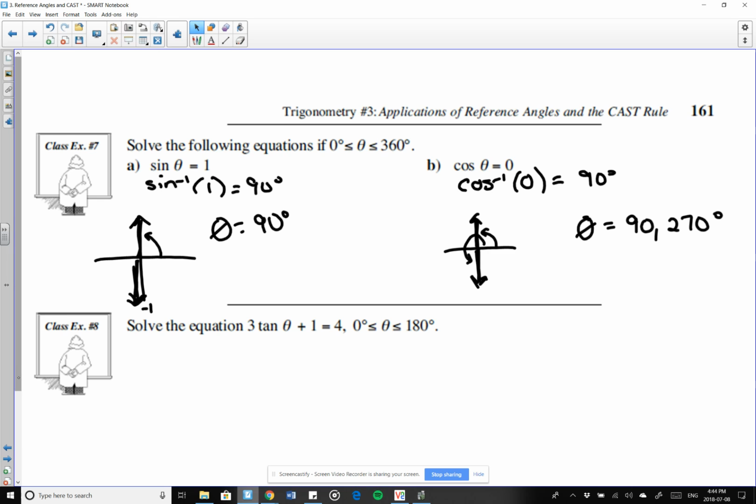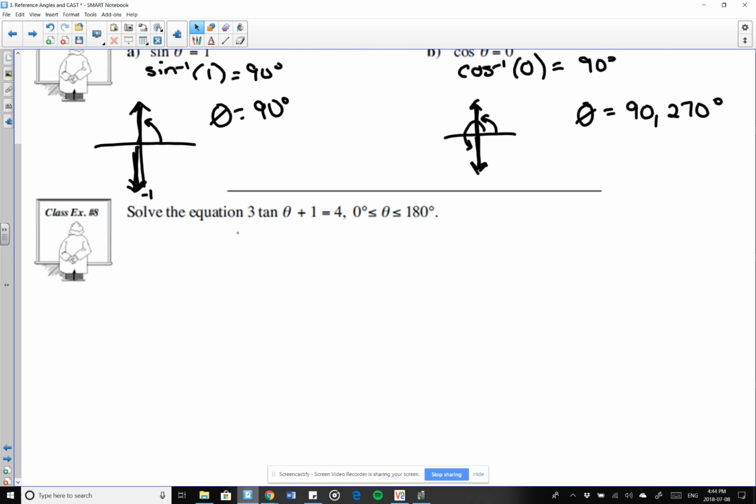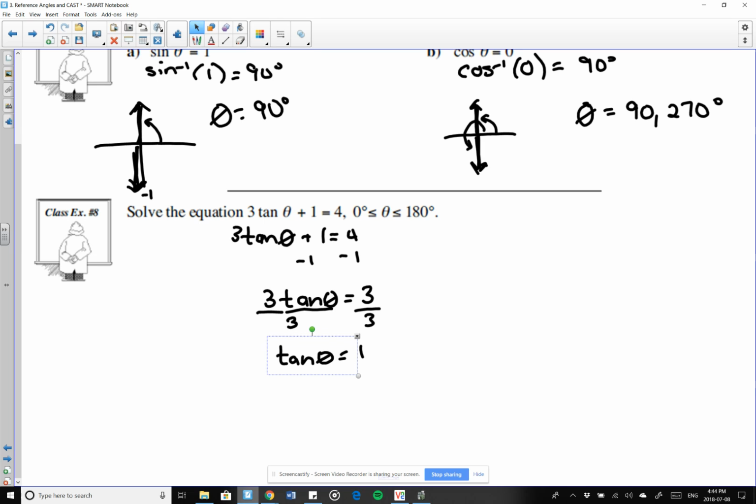And then for my last one here, I have to get tan by itself first. So this is just going to follow basic algebra rules for solving. So I should move my 1 first. I'm going to subtract it over. And that gets me to 3 tan angle is equal to 3. And then I'm going to divide both sides by 3 to get me that my tan angle is 1. And then I have to solve that.